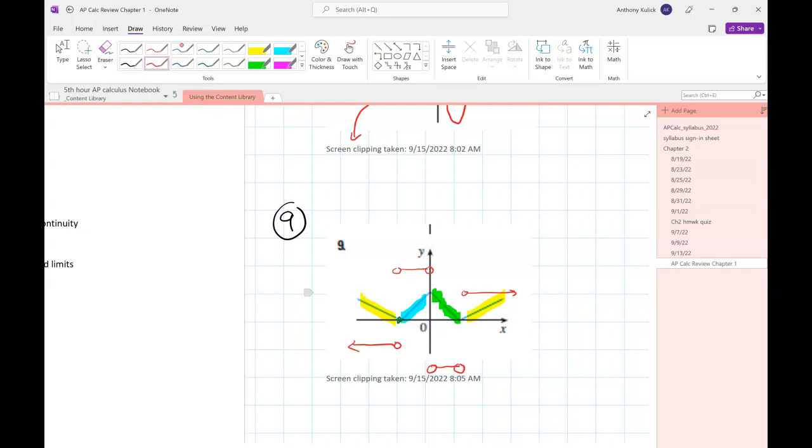Mackenzie, how does that feel? It's tricky though, right? With all the jump discontinuities all over the place. I think it's easier than the other one. Yeah? Good. Yeah, this is a lot easier.